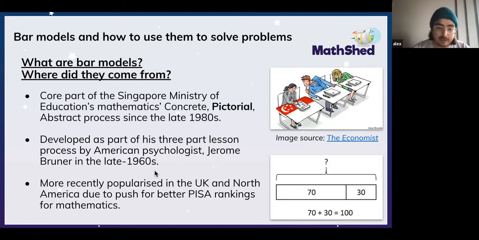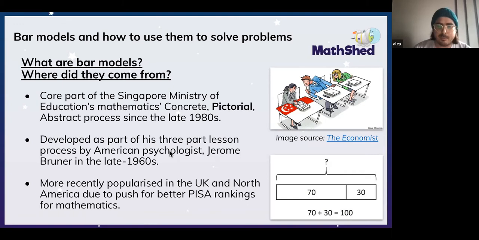It's based on the work of the 20th century American educationalist Jerome Bruner, who devised this three-part lesson process in the late 1960s. He had some books that came out in 66 and 67 that pushed for this type of process, which we covered in the previous webinar that we did, which can be found on our YouTube channel.